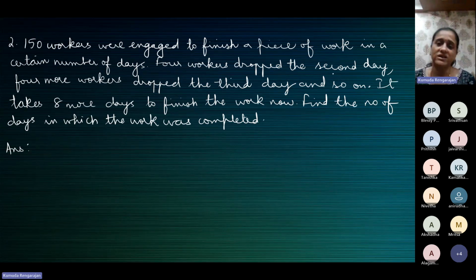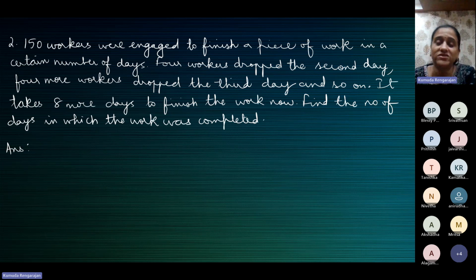4 workers dropped the second day. So actually, the plan was to engage 150 workers, and all the 150 workers were supposed to turn up every single day. So we'll say that the work was supposed to be completed in n days. Had all the 150 workers turned up every single day, the work would have been completed in n days. But that did not happen. So we always have to have a plan B, right? Plan A didn't work. So now see what happens.